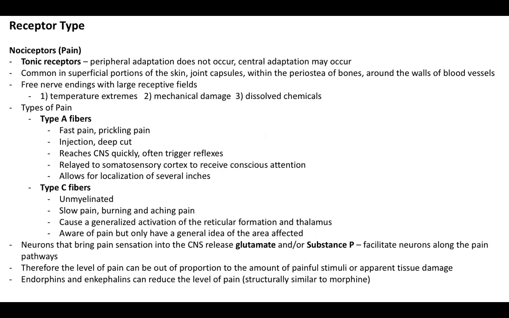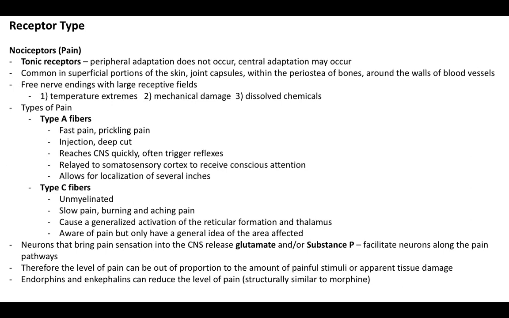So now we're going to get into the specific receptor types. These different receptors, again, have a specificity. So nociceptive fibers sense pain. We have two different fiber types, type A and type C, and they sense different types of pain.